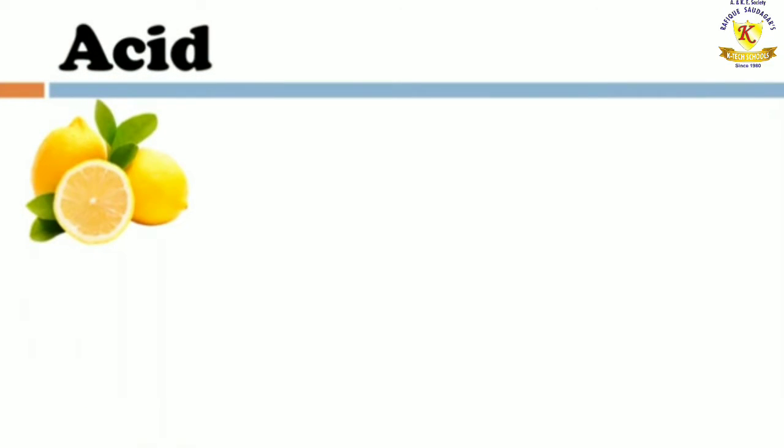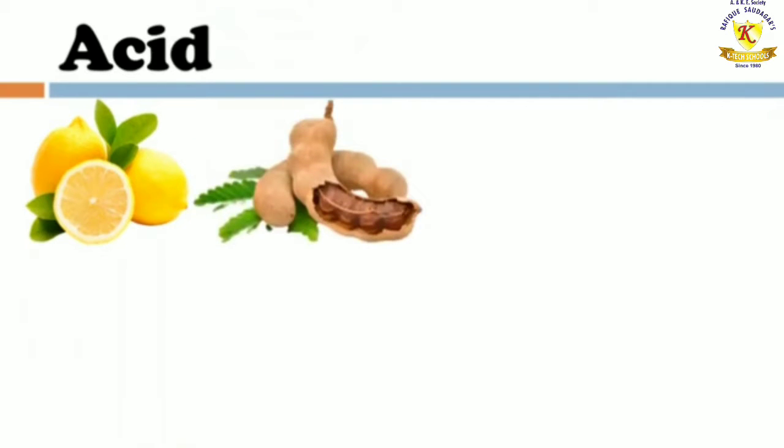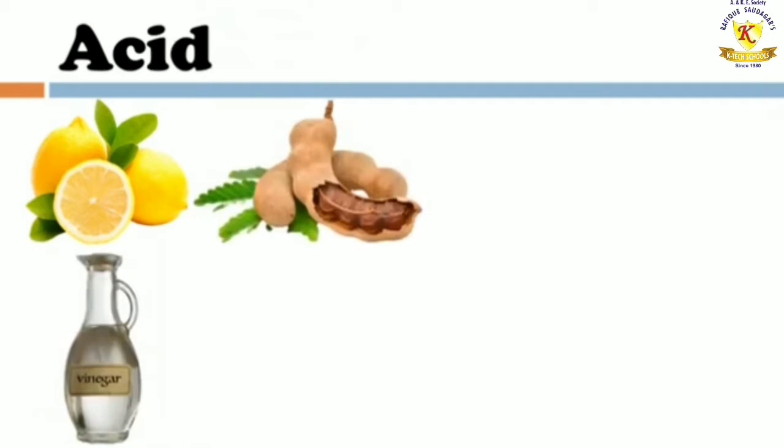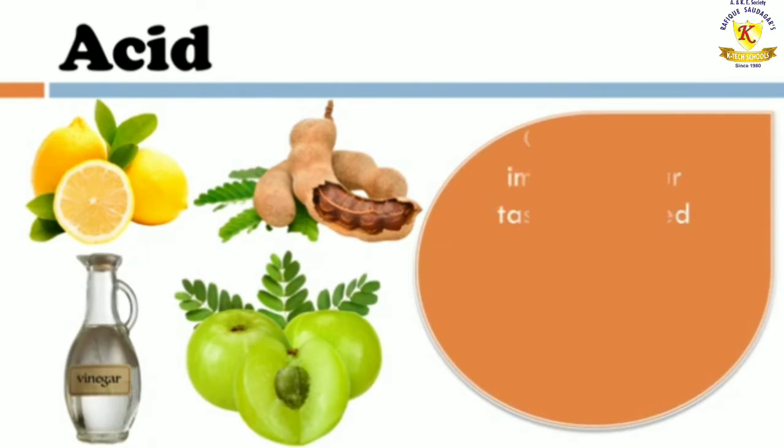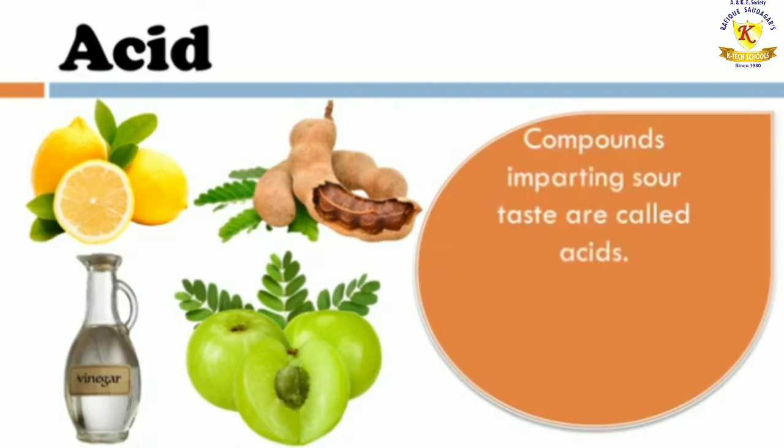Now, substances like lemon, tamarind, vinegar or amla acquire a sour taste due to the presence of a typical compound in them. Now such compounds imparting sour taste are called acids. Okay, compounds imparting sour taste are called acids.